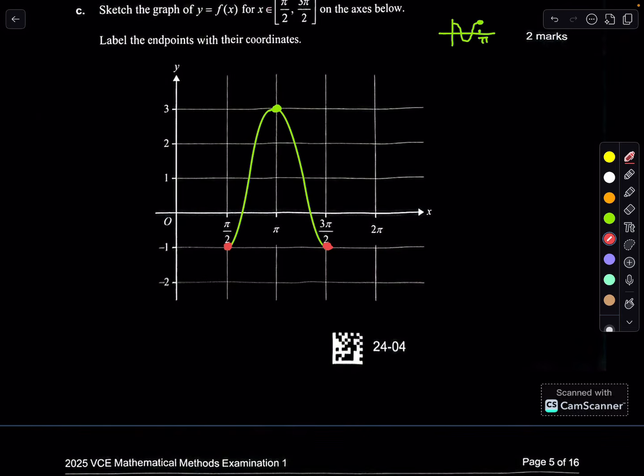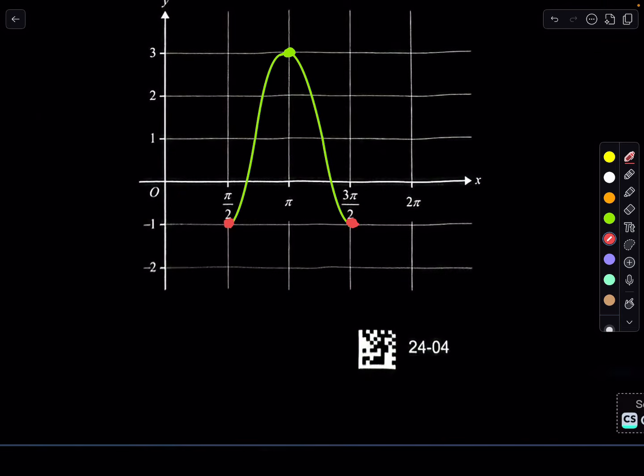And don't forget, label the endpoints of the coordinates, which is quite easy. You can see that the coordinates are pi over 2, negative 1. And this one will be 3 pi over 2, negative 1. Well, that's quite ugly, but negative 1. Done.